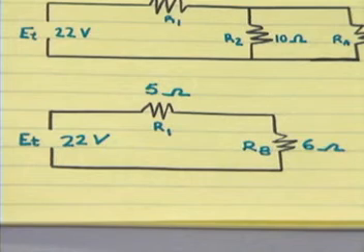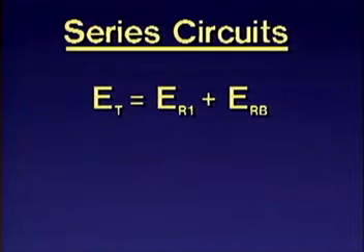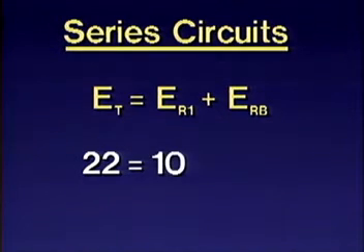Returning to the simplified circuit, you can now determine the voltage drop across RB. In series circuits, the total voltage is equal to the sum of the individual voltage drops. In this case, the total voltage is 22 volts. The voltage drop across R1 is 10 volts. Therefore, the voltage drop across RB is 12 volts.